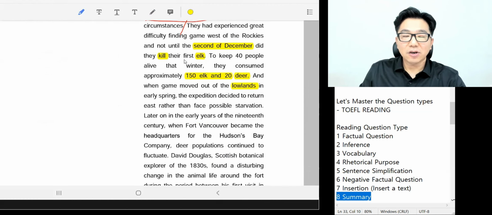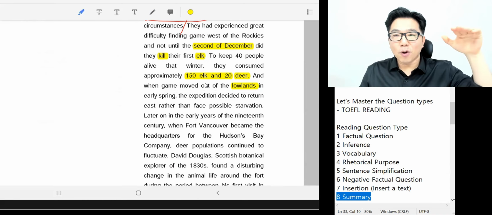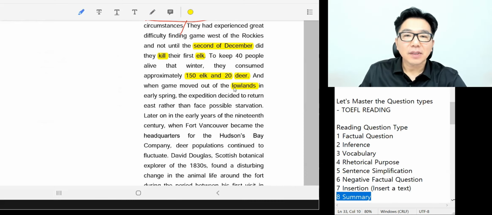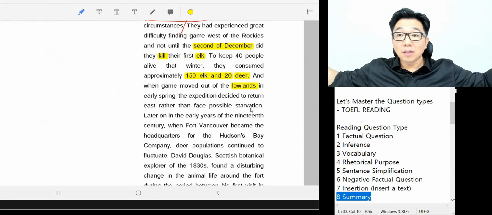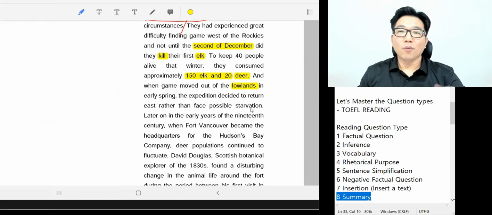Okay, so these deer migrated into the lowlands late fall or early winter, right? So when the game moved out, so migrated back, we know because we read paragraph 2. So they are going back to highlands in spring, right? And when game moved out of the lowlands in early spring, the expedition decided to return east rather than face possible starvation. So they realized no more deer. They're all gone for some reason. There were plenty of them in winter, but come spring, they're all gone, right? And we know the answer from paragraph 2. Okay, so watch the previous episode if you haven't done that so far.